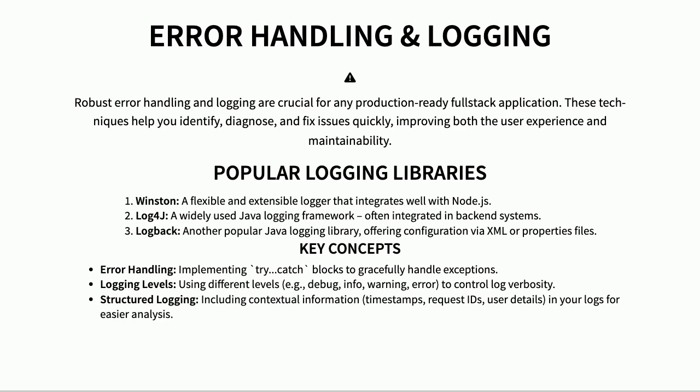Essentially, we want to wrap potentially problematic code in try-catch blocks and use different logging levels like debug, info, or error so we can control how much information gets logged. Plus, structured logging adds really helpful context to our logs, making it way easier to figure out what's going on.